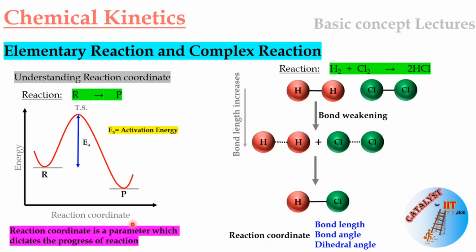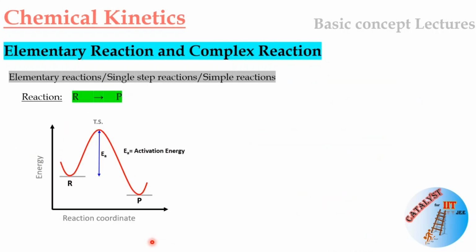Simply, if we try to give a definition, the reaction coordinate is a parameter which dictates the progress of the reaction. Okay. So after understanding the reaction coordinate, it will be easier to understand the concept of elementary reaction and complex reaction. Now this is the case where we will try to make you understand what an elementary reaction is.